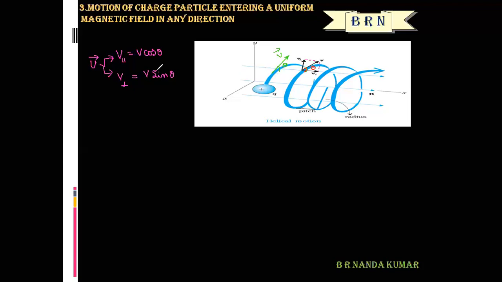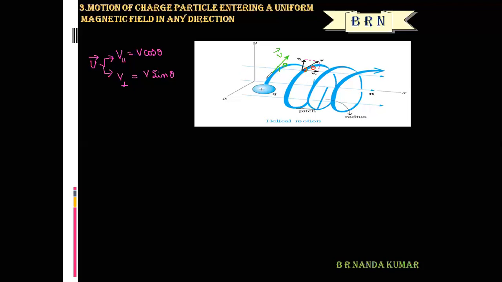So, what is the nature of trajectory of a charged particle? If it enters a uniform magnetic field in any direction, that is a helical path or spiral path. If a charged particle enters a uniform magnetic field parallel to the direction of the magnetic field, the nature of trajectory of the charged particle is a straight line. If a charged particle enters a uniform magnetic field anti-parallel to the direction of the magnetic field, the nature of trajectory of the charged particle is a straight line.